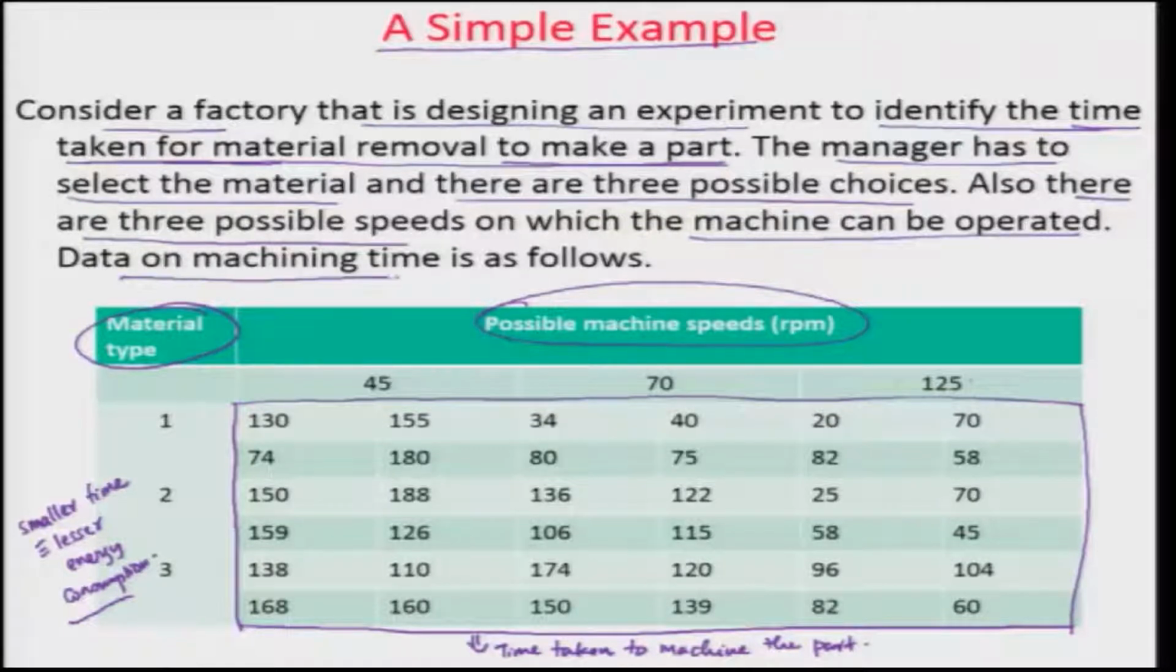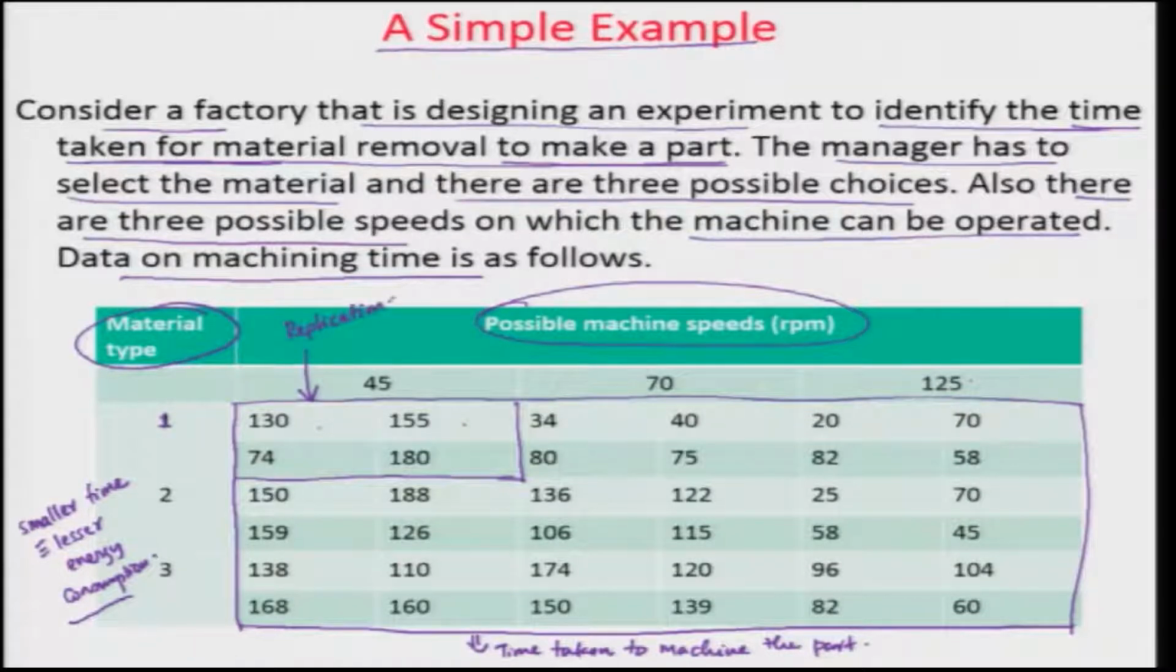Typically in an experimental system, when you are collecting the machining time, this is the way you collect the data. I have mentioned it earlier also. For material type 1 and for the speed of 45, there are 4 values. These 4 values are what we can call the replications.